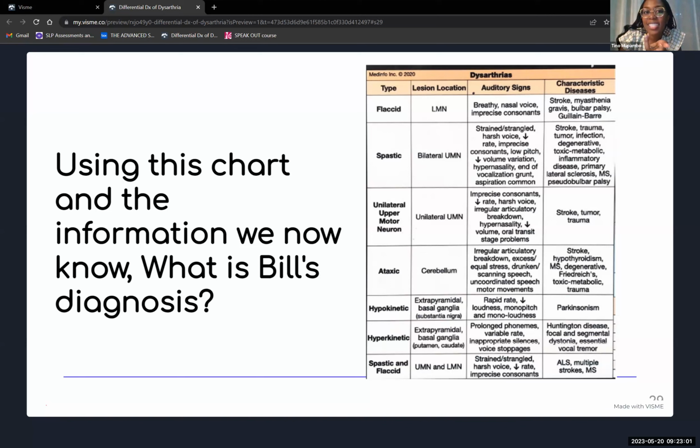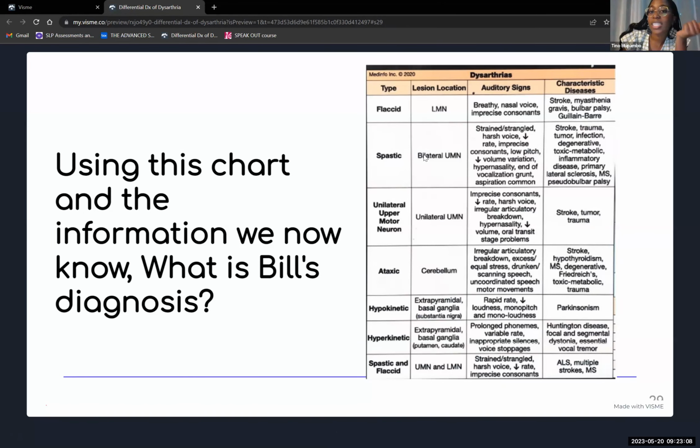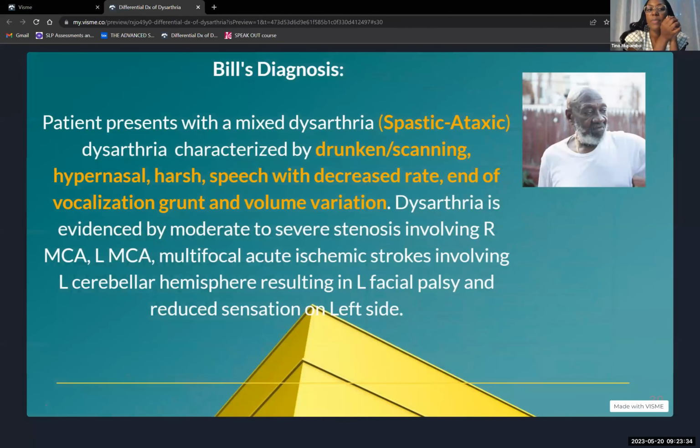So it's spastic, right? Exactly. Why is it spastic? Because it's upper motor neuron damage and it's bilateral. Why is it bilateral? Because when we looked at the chart and the CT, we saw that it was the left and right MCA that had been affected, which means bilateral, quite literally. The MCAs are trying to get blood flow to both hemispheres, and they're not quite able to. So it's a bilateral upper motor neuron damage. So our guy has a mix of spastic ataxic dysarthria, and that's what he presents with.